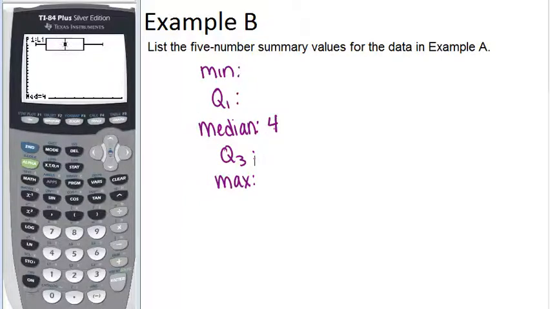Then scroll over to the left, and I see that Q1 equals 2. See, it says that down at the bottom, so I can enter that in. And scroll to the left again, and I get the min is 1. And then scroll back to the right, and I get my max is 8. And go backwards, and Q3 is 6. So that's the 5 number summary for the data about the number of siblings.